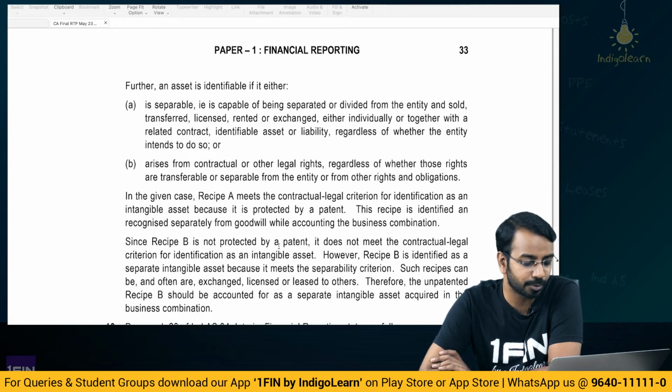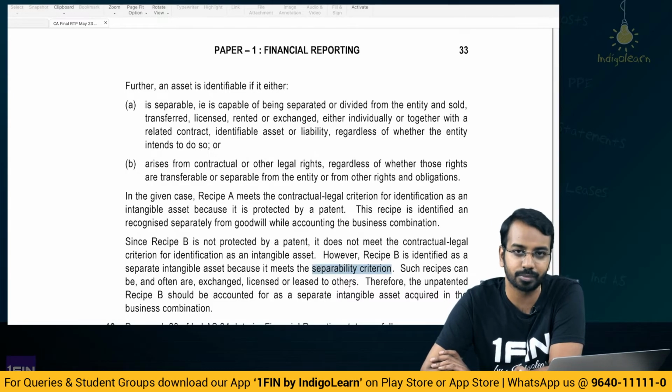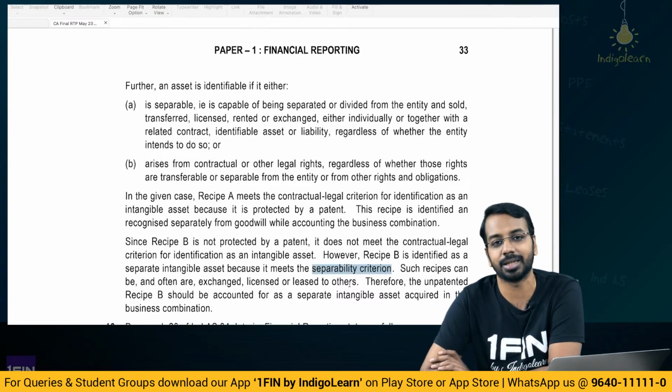Since recipe B is not protected by a patent, it does not meet the contractual legal criteria for identification. However, recipe B is identified as a separate intangible asset because it meets the separability criteria. Such recipes can often be exchanged, licensed or leased to others, and hence unpatented recipe B should also be accounted for as a separate intangible asset.